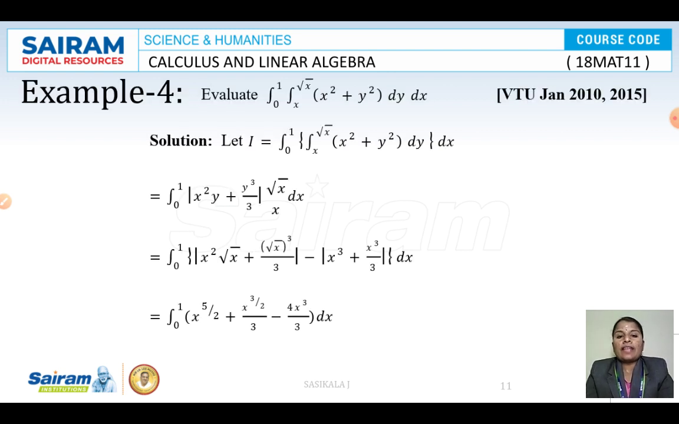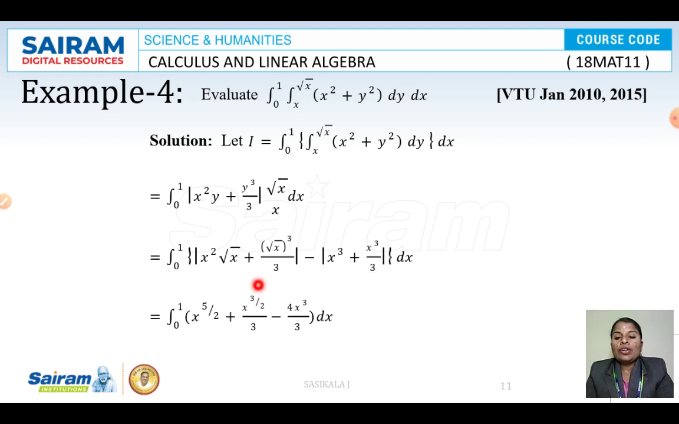So now the next example, integration 0 to 1, x to root x, of x square plus y square dy dx. So same as the previous one. You have the limit x to root x, so it should be y, and this should be x. So you can substitute: x squared y plus y cube by 3, from x to root x. So x squared into root x plus root x the whole cube by 3, minus the lower limit, x cube plus x cube by 3.